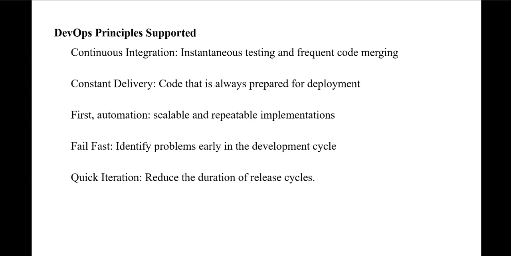DevOps principles supported: continuous integration, instantaneous testing, and frequent code merging; continuous delivery, code that is always prepared for deployment; automation, scalable and repeatable deployments; fail fast, identify problems early in the development cycle; and quick iterations that reduce the duration of release cycles. These services support DevOps goals like frequent code integration, rapid iteration, and early bug detection. The automation helps reduce errors and makes deployment more predictable and repeatable.